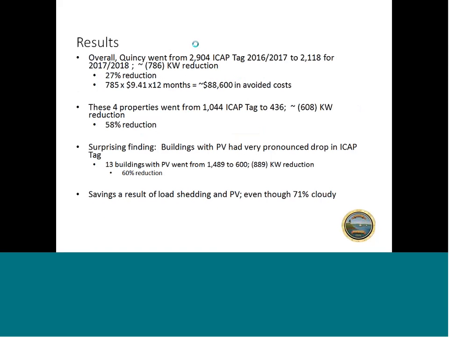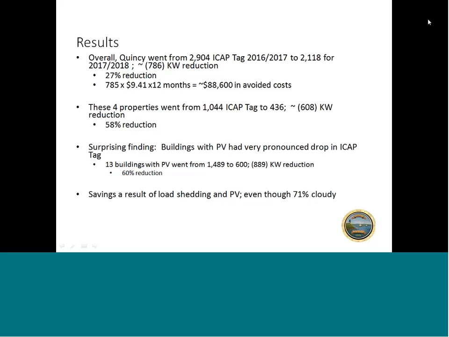So this was Quincy's results, and you can see that Quincy as a city went from 2,900 ICAP tag the previous summer, and last summer we brought it down to 2,118. So we had a 27% reduction, which translates into a little bit more than $88,000 in avoided costs. So we're really pleased with that. We were in fact able to save a chunk of money.